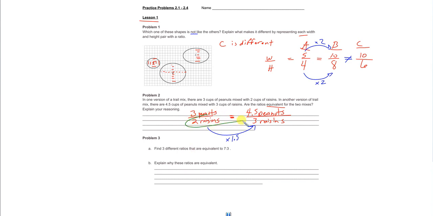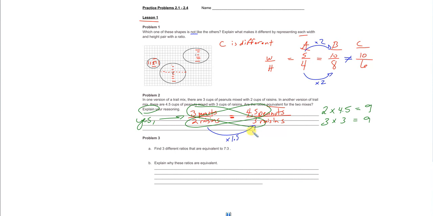Multiply the cross products. 2 times 4.5 does equal 9, and 3 times 3 also equivalent to 9. So that right there is enough to tell me that these are equivalent. Explain my reasoning. Are the ratios equivalent? And we could say yes. And then my reasoning, I think, is enough here in my cross multiplication or my shown work.